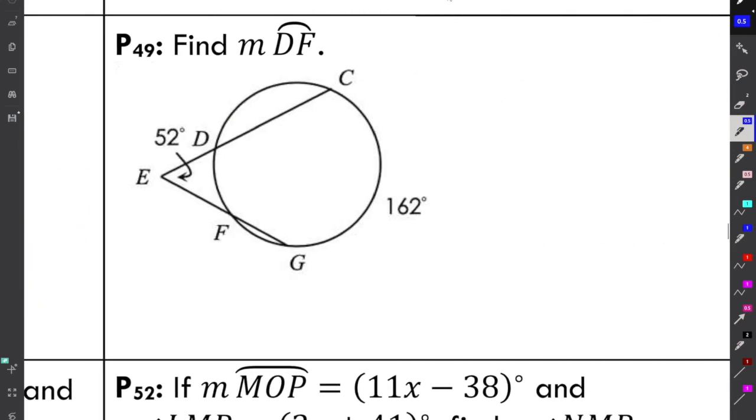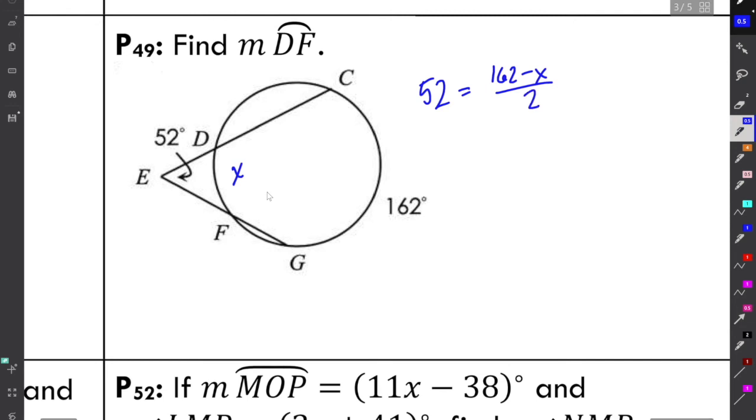All right, 49. Very similar thing right here, except this time we're looking for the DF. We still have a secant and a tangent intersecting. No, two secants, excuse me. But it's the same process for doing this. We know our angle, which is 52 degrees. That's equal to the difference of the two arcs. So it's minus x this time because x is the smaller arc this time. And of course, divided by 2.